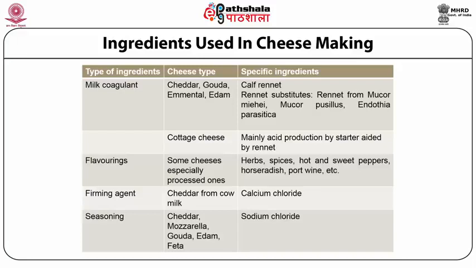The next one is seasoning, a very important one, sodium chloride, NaCl, which is not only used as a seasoning, but also can extend the shelf life of the product and dictate the texture of the resultant cheese. The examples wherein you will be using this sodium chloride include cheddar, mozzarella, gouda, edam, and feta cheeses.